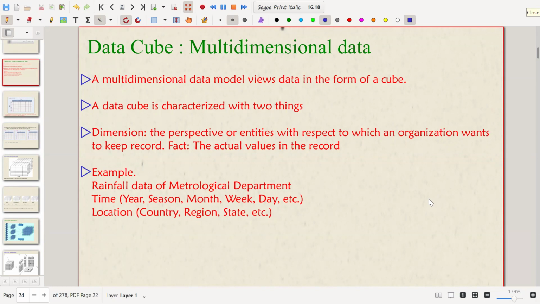Now it is your homework to identify which data falls under which category, whether it is nominal, ordinal, interval, or ratio. That is your homework, so that you can do.